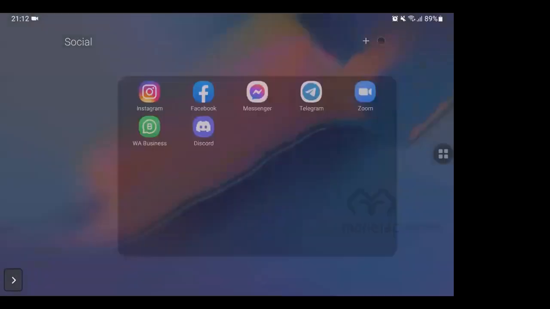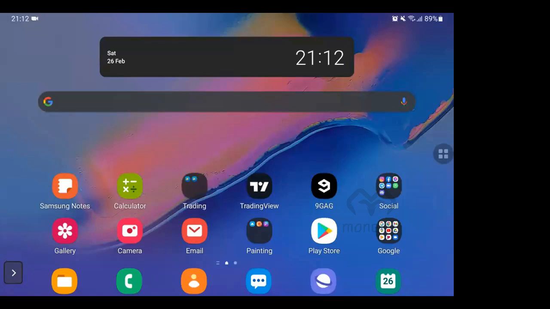Okay, you guys can see my screen clearly, right? Yes. Okay.